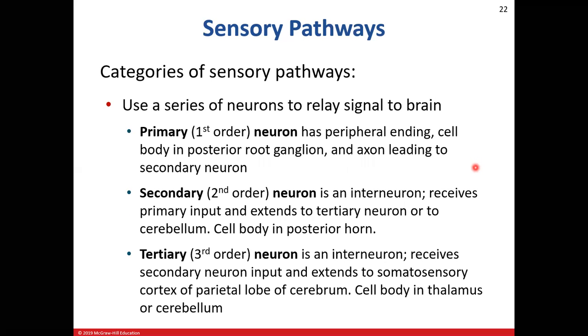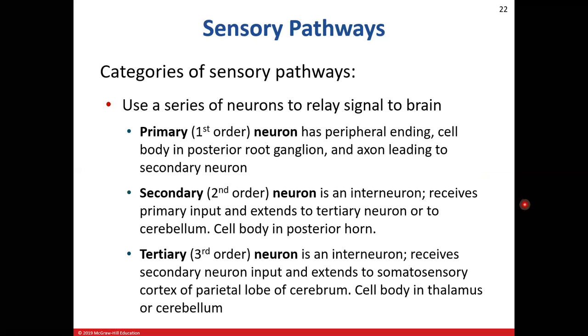So let's take a look at the categories of the sensory pathways. So when we look at the pathway, the sensory pathway typically uses a series of 3 neurons. So this chain from external body or proprioceptors involves a 3 neuron chain. Our primary or the first order neuron is what we typically think of when we think of the neurons in the extremity. It has a peripheral ending, which means these are mostly the receptors. The cell body of this particular neuron is going to be located in the posterior root ganglion. And then the axon then leads to that secondary neuron.